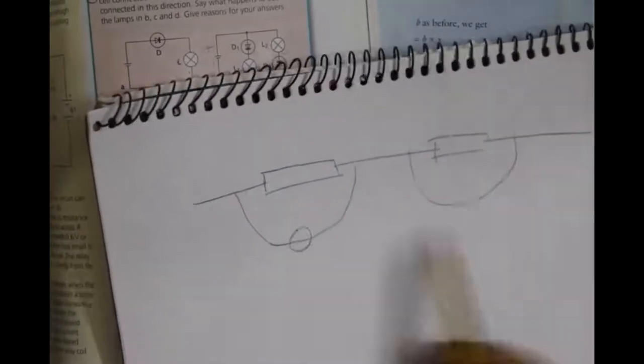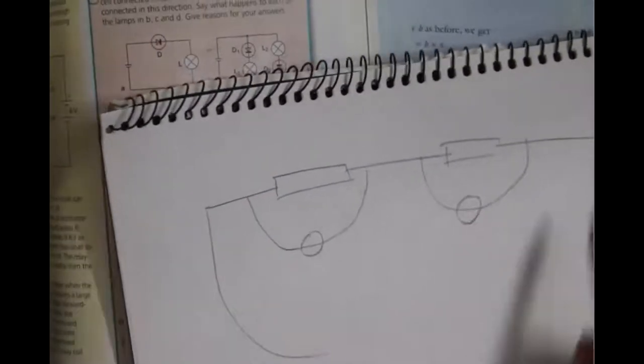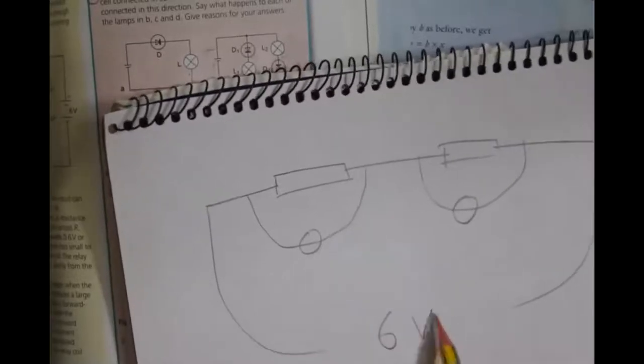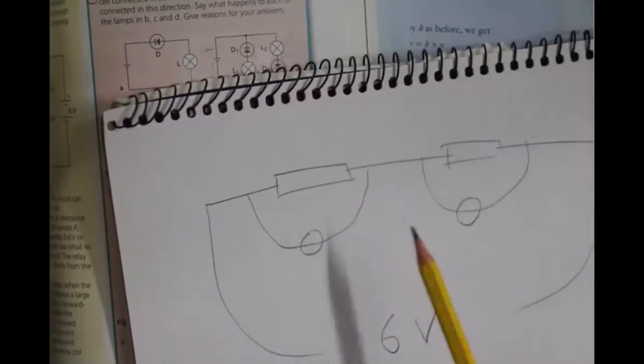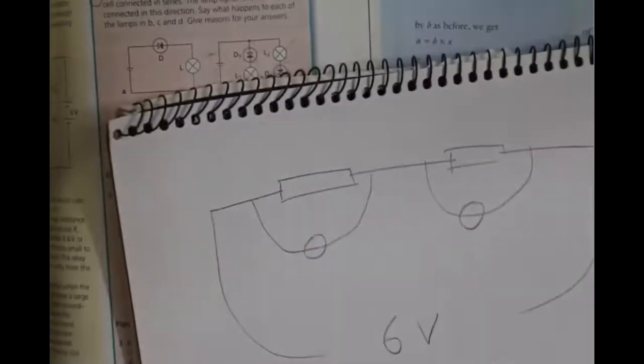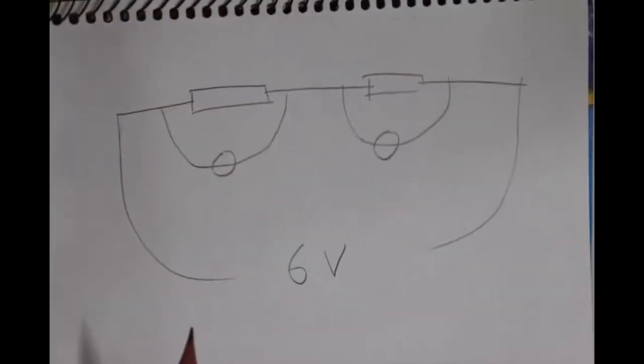So I have two resistors here. I'm just gonna make it here. And then we have voltmeters here, and we have a 6-volt battery here, right? Can you see it now? Yes, okay.